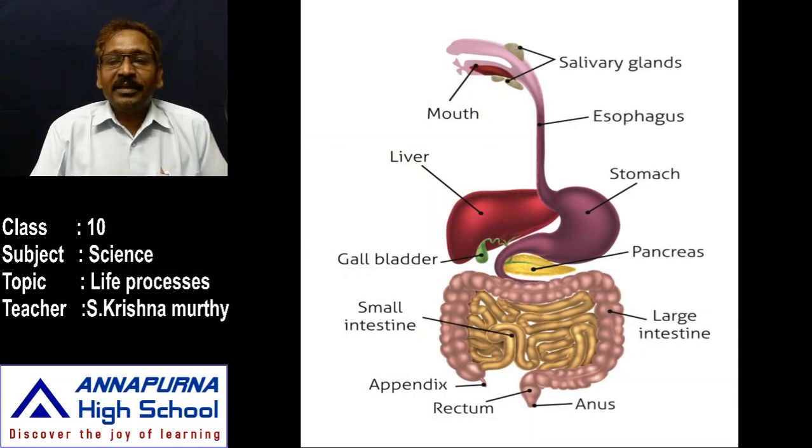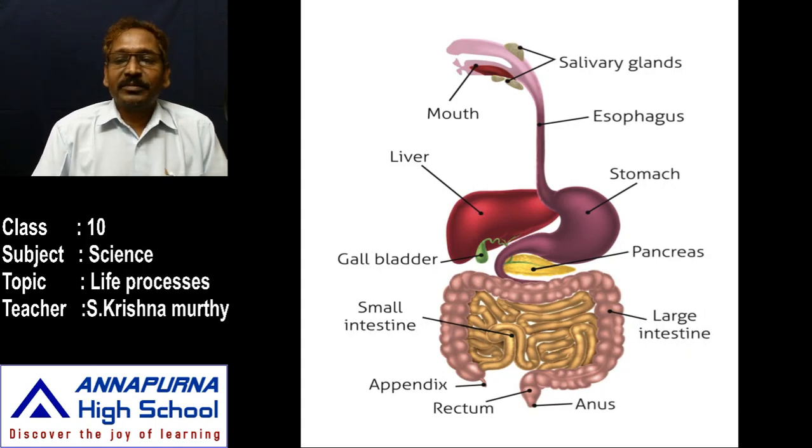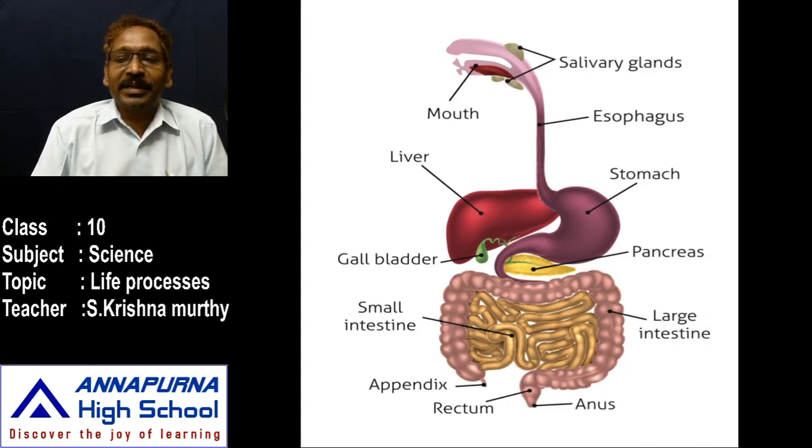Esophagus is a tube-like muscular structure. It is lined with circular and longitudinal muscles. The internal wall of the esophagus is lined with mucous membrane. The esophagus does not participate in digestion of food material, but it is a passage to send the food into the stomach.